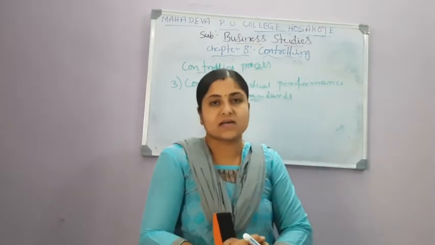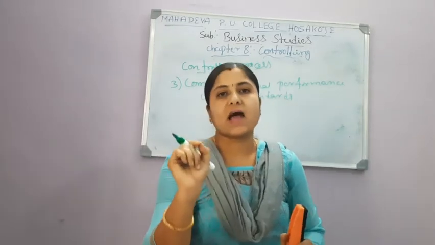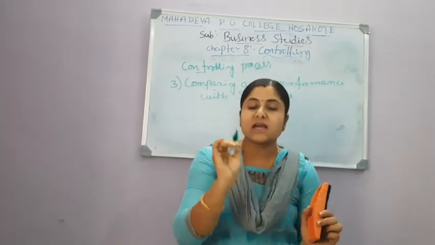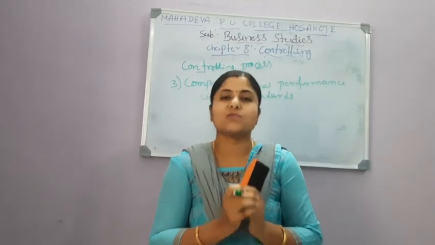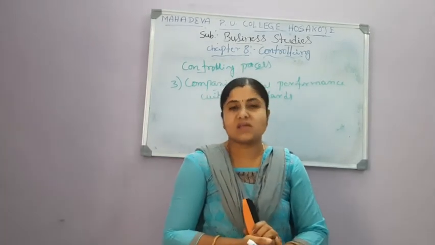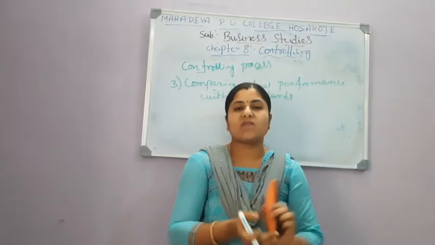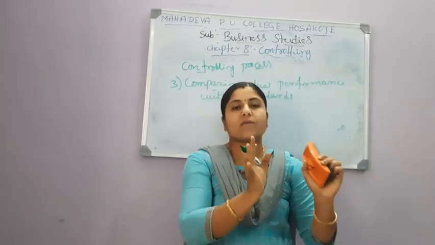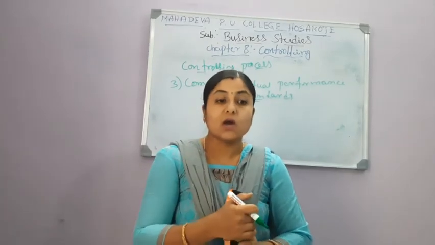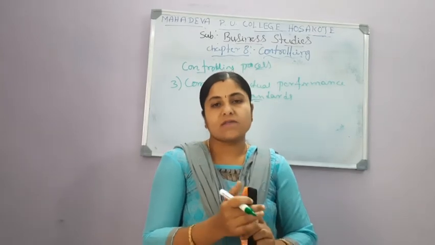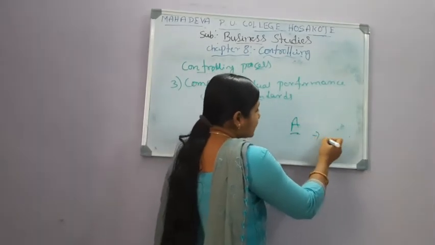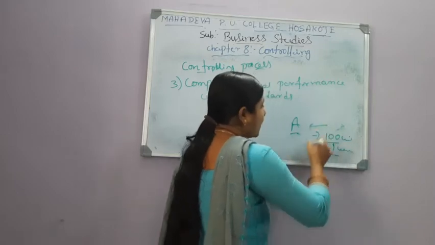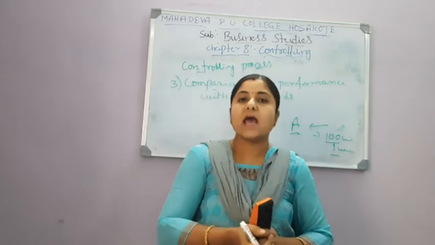You already know that in the last class we discussed that standards are set on the basis of quantitative terms and also qualitative terms. Both can be set, but if we set standards in quantitative terms, we can easily compare actual performance with the standards. For example, if a worker performs in a particular week, we can easily identify how much he can produce. If A is one person, he can produce 100 units per week. One week, 100 units, one person. On the basis of the quantitative term, we can easily identify it.